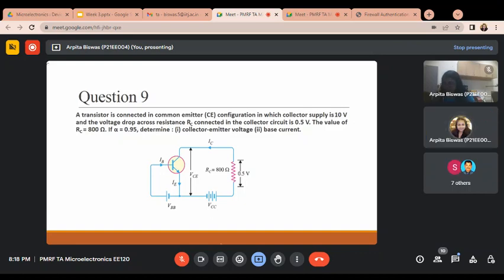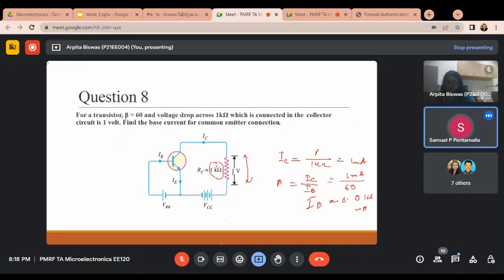In question 8, there is a problem based on an NMOSFET, with ID, VD, VTH, UN, COX, W by L. Here we are only doing the BJT assignment question, sir. We are not supposed to discuss before submission.